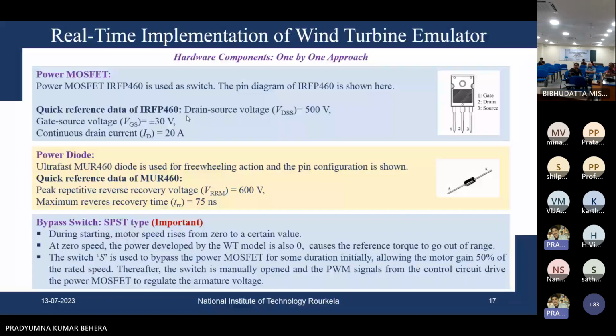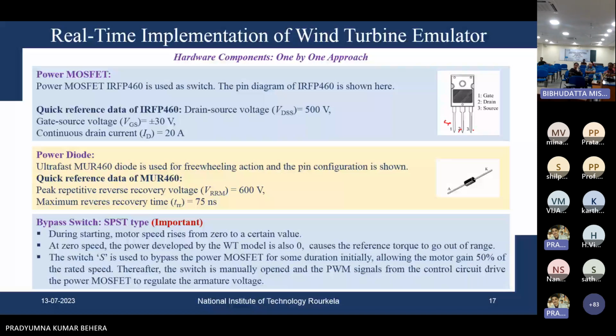Next, I am going to discuss the hardware components involved in the wind turbine emulator setup. I will use a one by one approach to discuss all the components involved in the system. The first component is the power MOSFET. The IRFP460 is used as a control switch. You can see the pin diagram shown here. You are all acquainted with the pin diagrams of a MOSFET. It has three terminals: the first is the gate, the second is the drain, and the third is the source terminal.